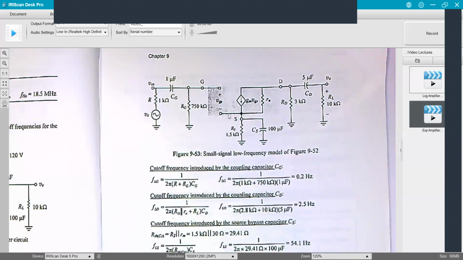Okay, so here's my small signal model for the MOSFET. The rest of it is just like the bipolar. My drain terminal here is like the collector. Here's RD to ground.